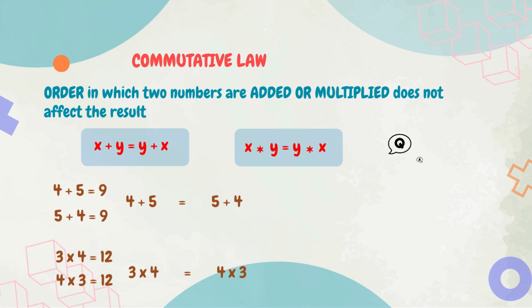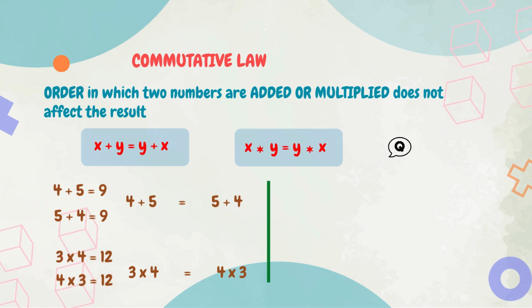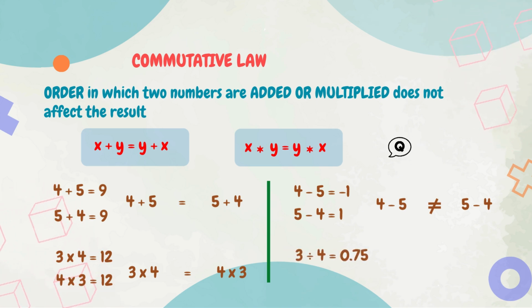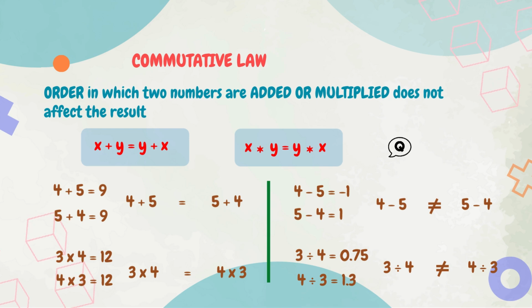A quick challenge. Test the commutative law with your own numbers. Pick any 2 numbers and swap them around when adding or multiplying. Did the result change? But wait, there's a twist. If we try subtraction or division, things get tricky. For instance, 4 minus 5 is equal to -1, but 5 minus 4 is equal to 1. So 4 minus 5 is not equal to 5 minus 4. For division, 3 divided by 4 is equal to 0.75, but 4 divided by 3 is equal to 1.3. So 3 divided by 4 is not equal to 4 divided by 3. Therefore, subtraction and division are not commutative.